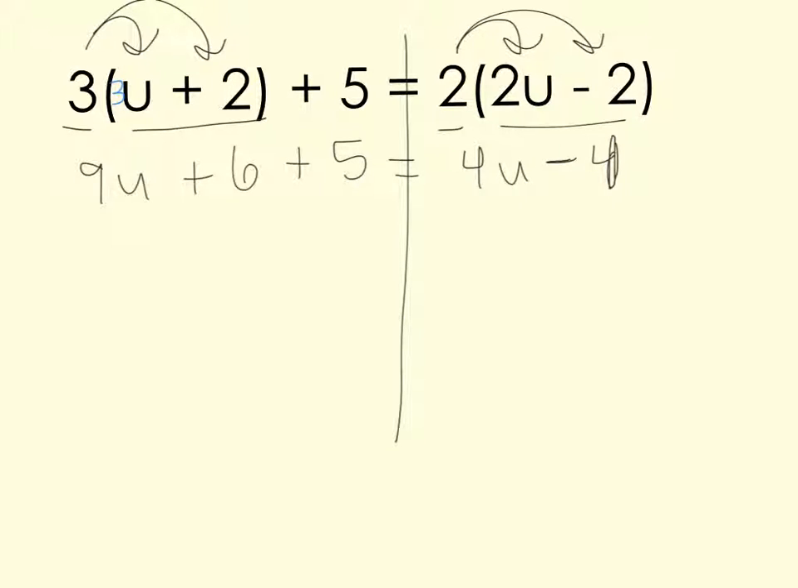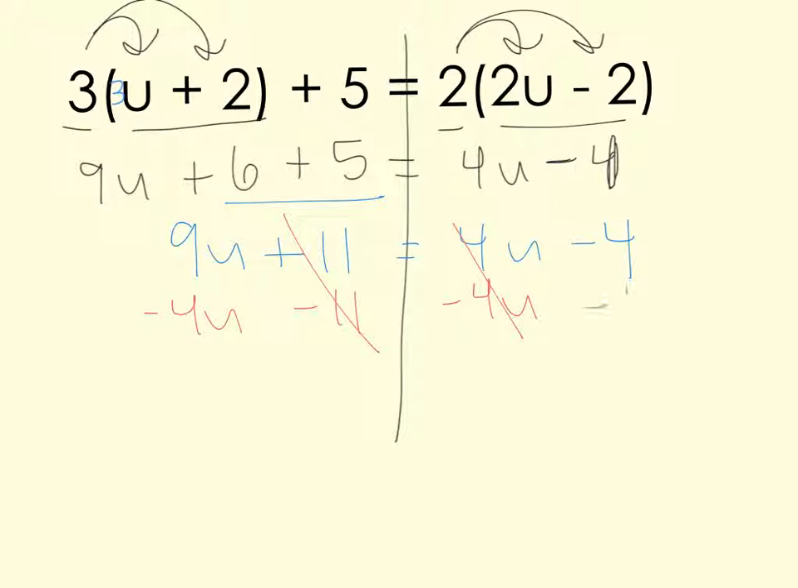And now I'm going to combine any like terms if I see those. So I see that I have 6 plus 5 on the left-hand side, so I have really 9u plus 11 equals 4u minus 4. And I'm going to put all the u's on one side, the numbers on the other, so I'm going to make a couple moves here in one. I'm going to subtract 4u from both sides, at the same time subtracting 11. What I end up getting is 5u equals negative 15.